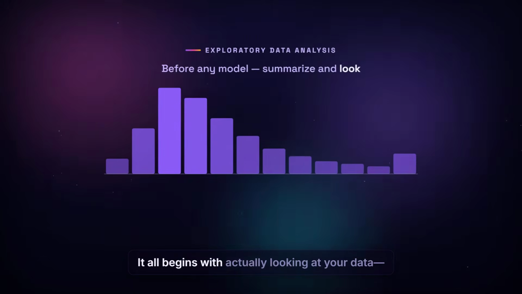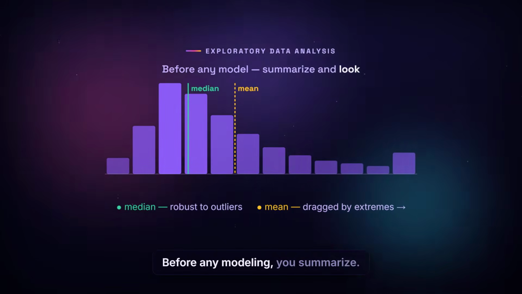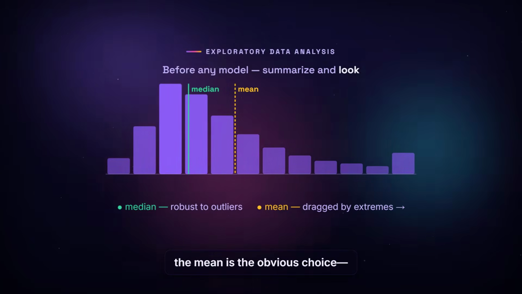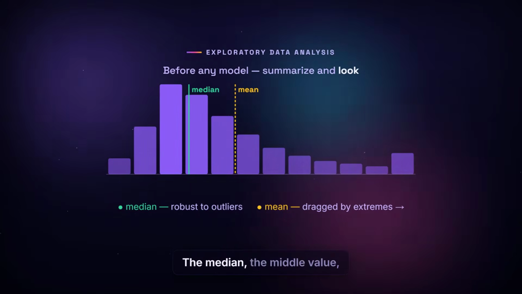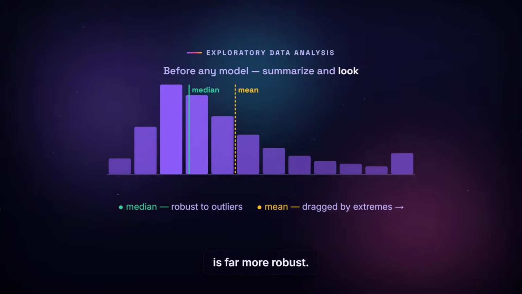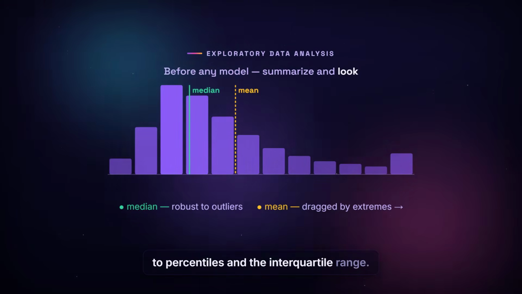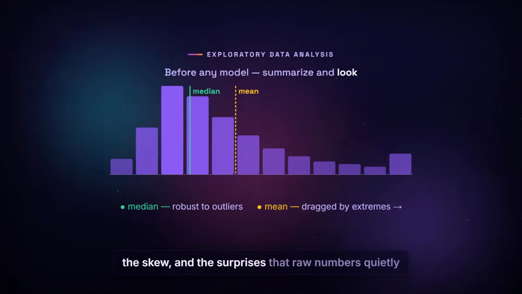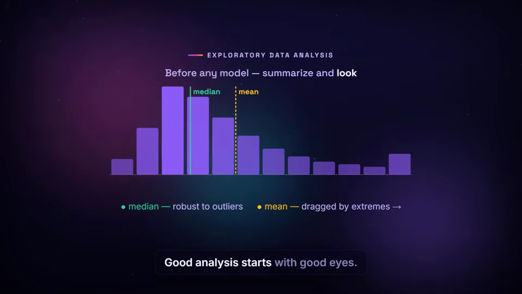It all begins with actually looking at your data. Exploratory data analysis. Before any modeling, you summarize. For the center of your data, the mean is the obvious choice, but it's easily dragged around by a few extreme outliers. The median, the middle value, is far more robust. For the spread, you go beyond the standard deviation to percentiles and the interquartile range. And then you plot. Histograms, density curves, and box plots reveal the shape, the skew, and the surprises that raw numbers quietly hide. Good analysis starts with good eyes.